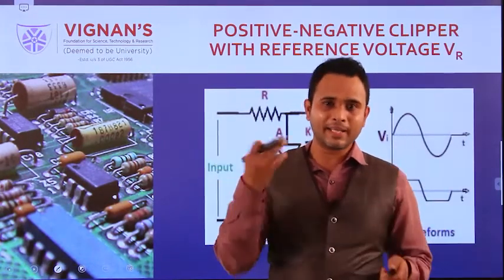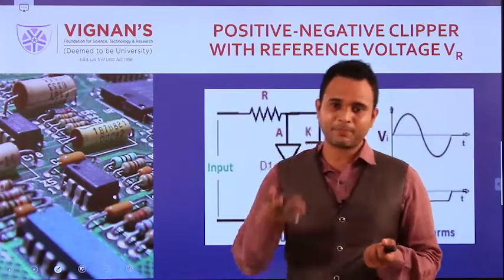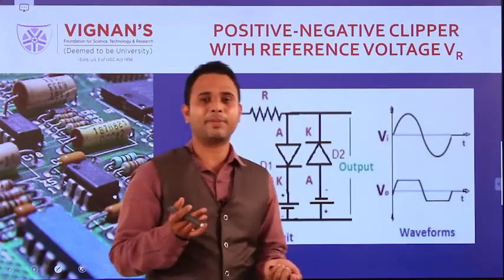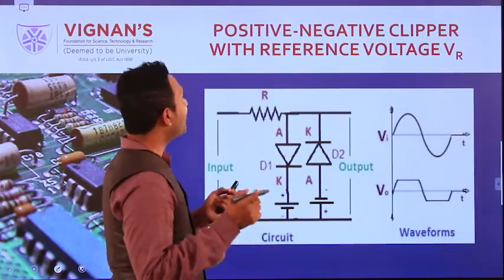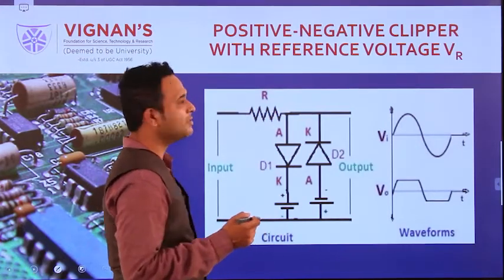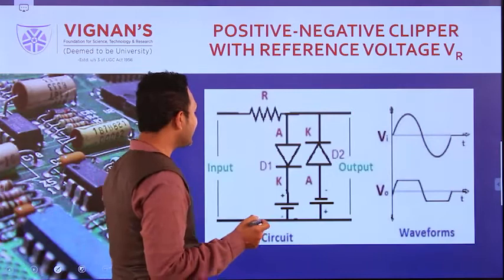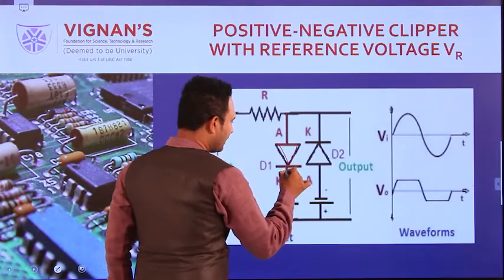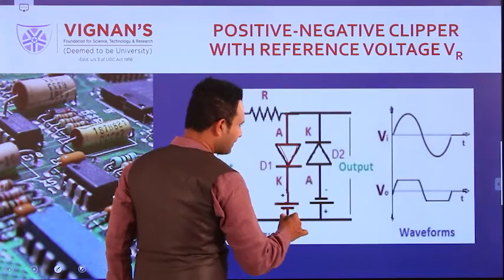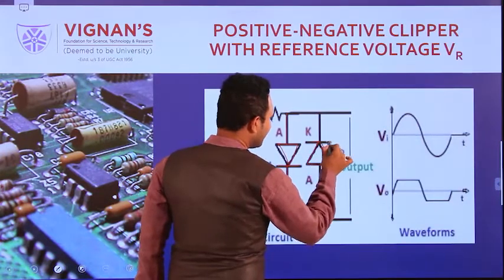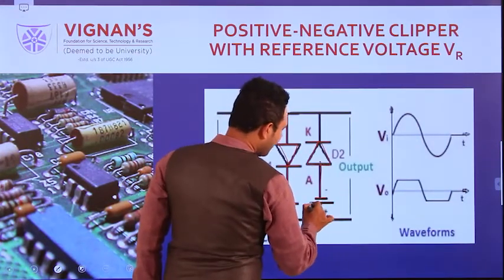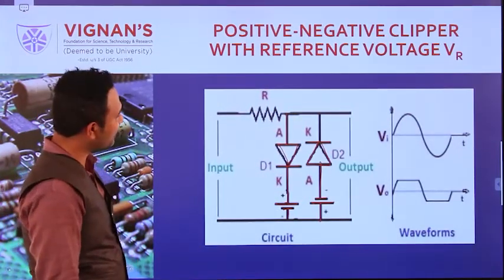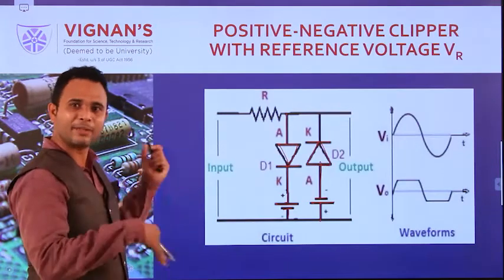Again, I classified them at the start. So what are double-ended clippers? Double-ended clippers means positive and negative clipper with reference voltage. Here you can see this one is the diode with the positive reference. Here the diode is connected in reverse bias with the reverse direction of the reference voltage. Here we have two reference voltages, and the diodes are also connected in reverse manner.